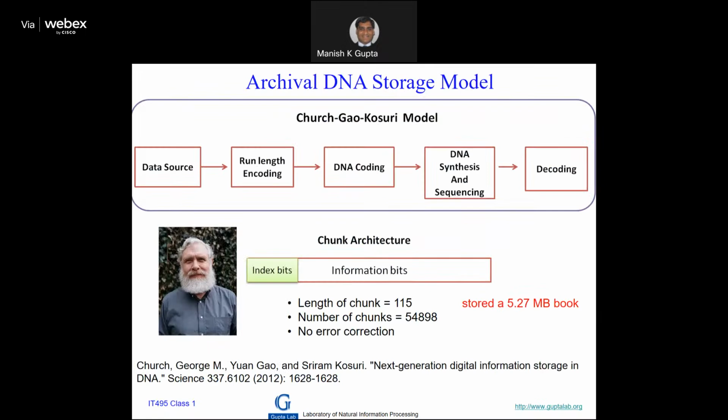This is the Church paper model. We have a data source. He uses some run length encoding, DNA coding. Then of course, these two machines for reading and writing. The chunk architecture was index bits and information bits. Total length was 115, with this number of chunks. They stored a 5.27 MB book. There was no error correction in their technique. This is the original paper by Church.